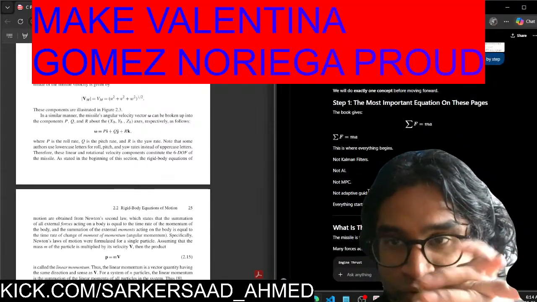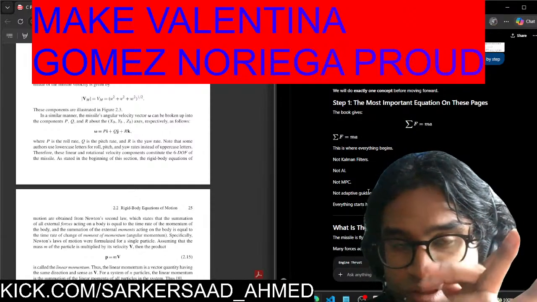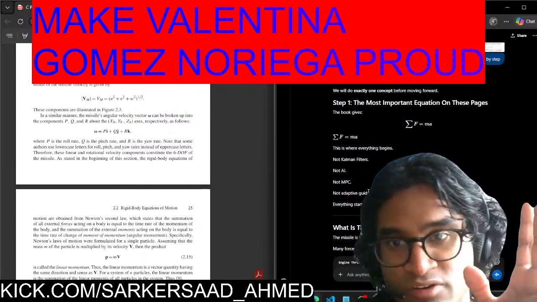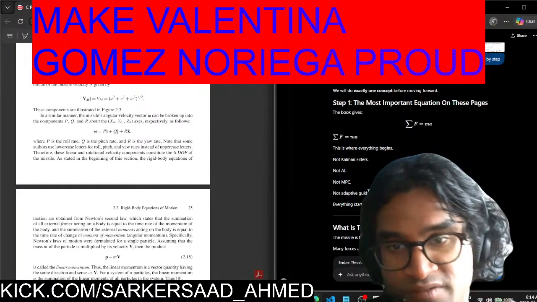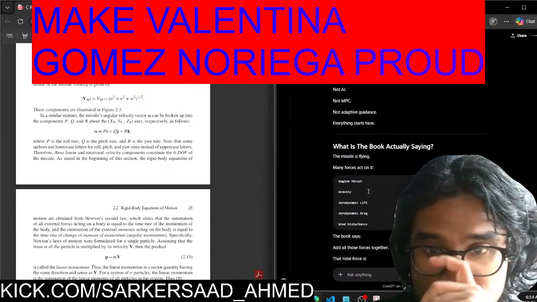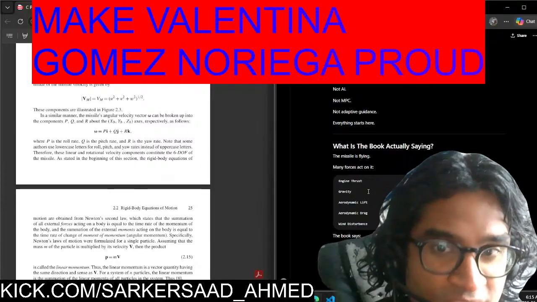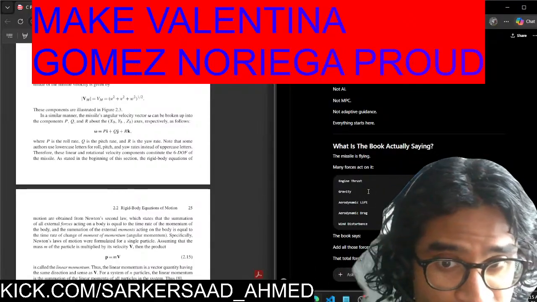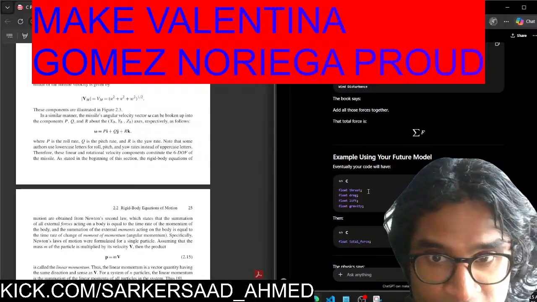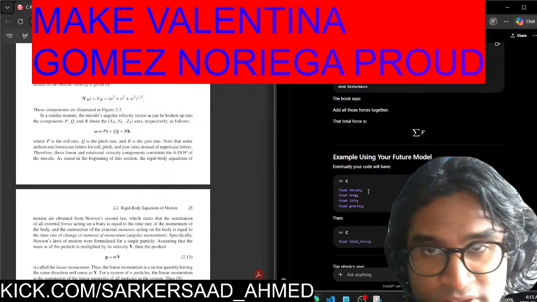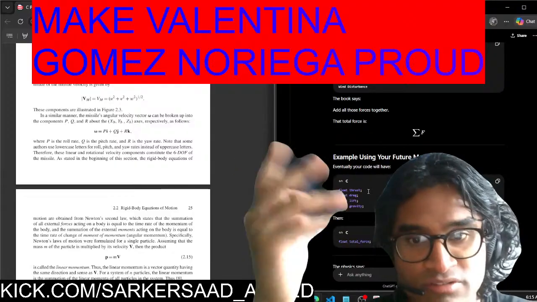So the most important equation on these pages, the book gives summation of F is equal to ma. This is where everything begins. So not the Kalman filtering, not the AI, not the MPC, not the adaptive guidance. Everything starts here. So the missile is flying and many forces will act on it. So you can have the gravity, you can have the aerodynamic lift, you can have the drag force, you can have the wind disturbance. And eventually, because all of them will be continuous, like they won't be constant, obviously.